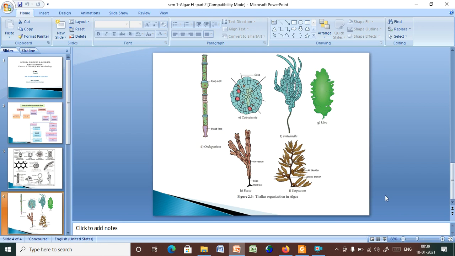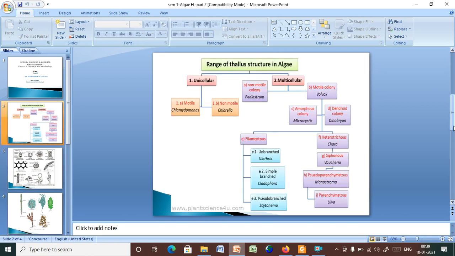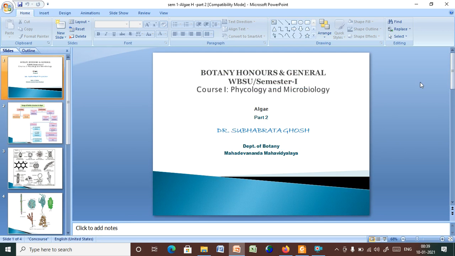So, at first, go through what I mentioned initially, the structures in detail, and then study the textbook. And if you have any question, ask in the respective WhatsApp group associated with this department.